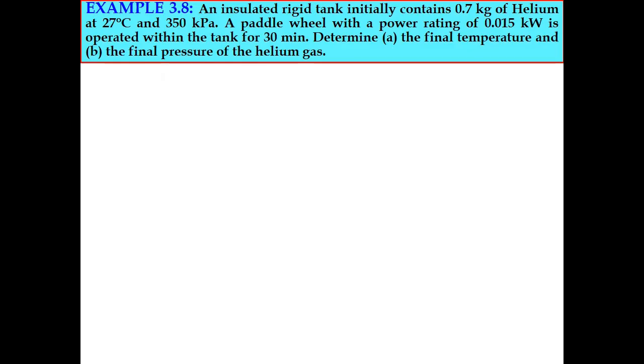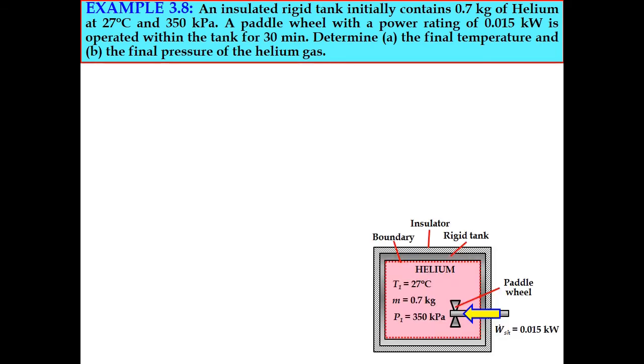Okay, second example for this specific heat: example 3.8. An insulated rigid tank initially contains 0.7 kg of helium at 27 degrees Celsius and 350 kilopascal. A paddle wheel with a power rating of 0.015 kilowatt is operated within the tank for 30 minutes. Determine the final temperature and also the final pressure of the helium gas.